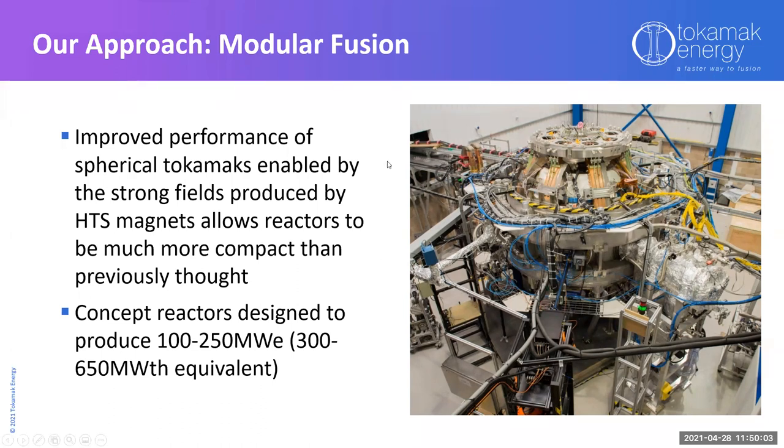So we are basing the approach on what we call modular fusion. We want to exploit the improved performance of spherical tokamaks and use a high temperature superconductor to build much more compact fusion modules. The idea is that we will not build a DEMO where a lot of power will be produced, but we will be building smaller modules which produce less power, fusion power of the order of 250, say, megawatts, or 300, 650 megawatts thermal equivalent. And possibly we will have many, many of those to make a power station. So not a single huge device, but many smaller fusion modules that can be assembled together like you do with batteries.